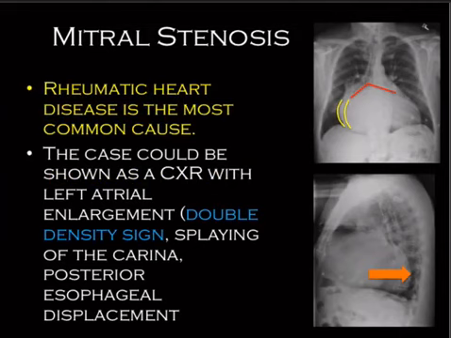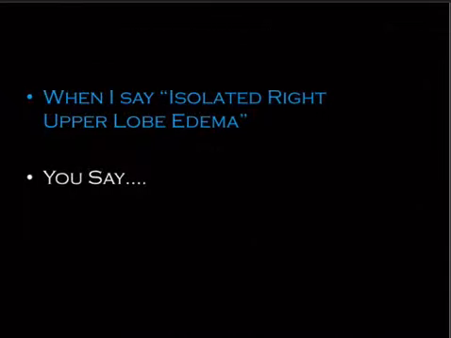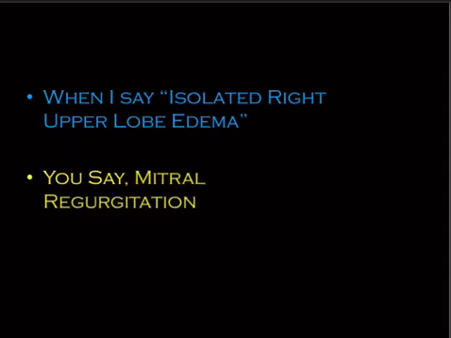A case that shows left atrial enlargement is a classic way to make you infer that this patient has mitral stenosis. Now, you may remember that mitral regurgitation is classically associated with isolated right upper lobe edema. There's a complex reason for that, which is irrelevant. But when I say isolated right upper lobe pulmonary edema, you need to think mitral regurgitation.